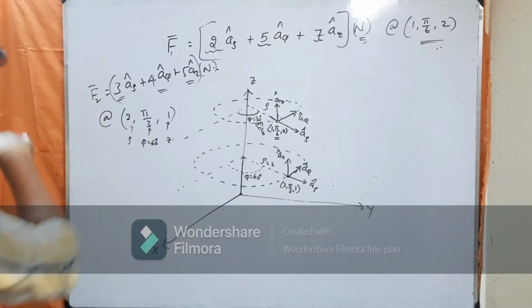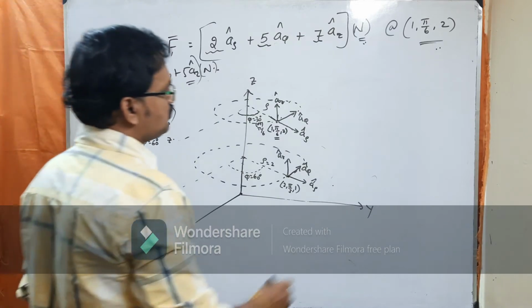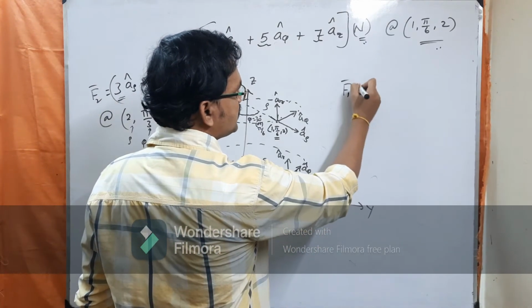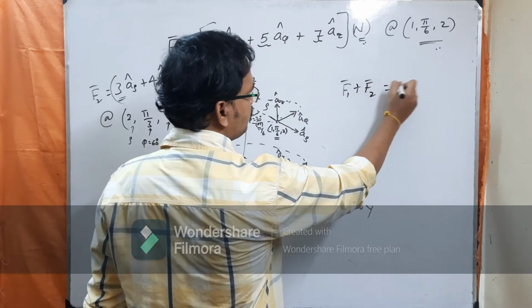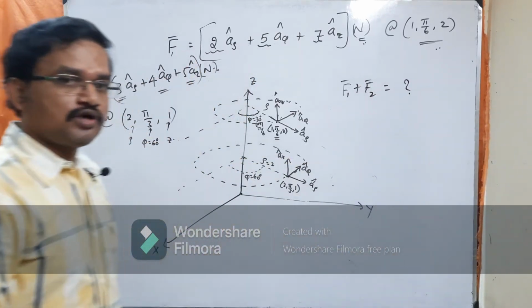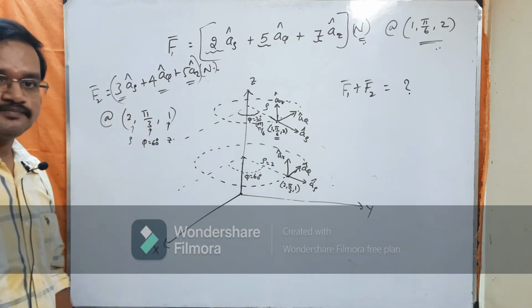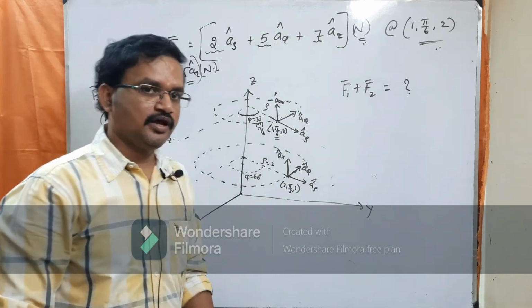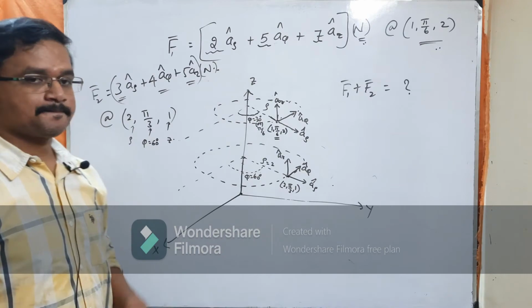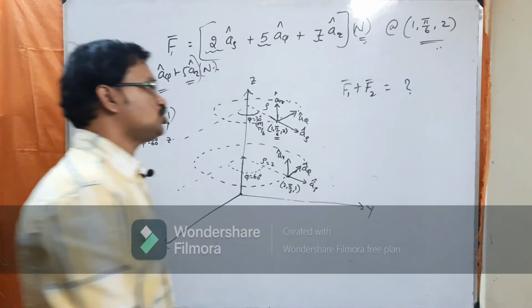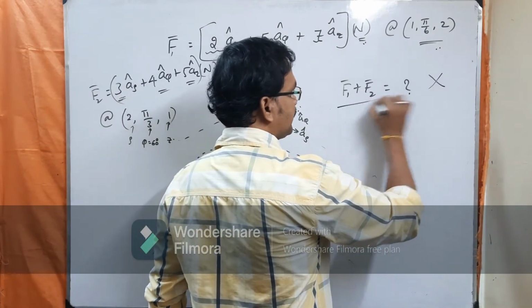Now one more point here. If I ask you what is f1 bar plus f2 bar, can you do f1 bar plus f2 bar here? Can you add these two vectors directly? Tell me, can you add these two vectors directly? No, you should not add these two vectors directly.